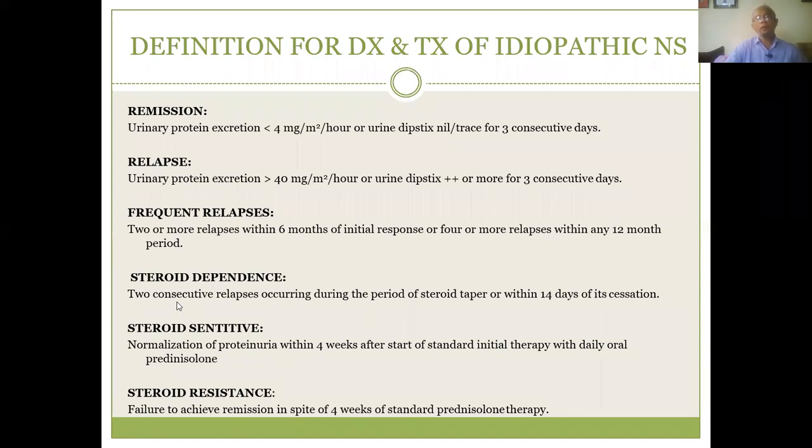When you are tapering the dose of steroid, but if the symptoms and signs reappear, then you have to think probably this patient is steroid dependent. And when will you label it as a case of steroid sensitive? Normalization of proteinuria within 4 weeks after the start of standard initial therapy with daily oral prednisolone. So when normalization of proteinuria occurs with standard steroid therapy, daily oral prednisolone, then you will label this case as steroid sensitive.